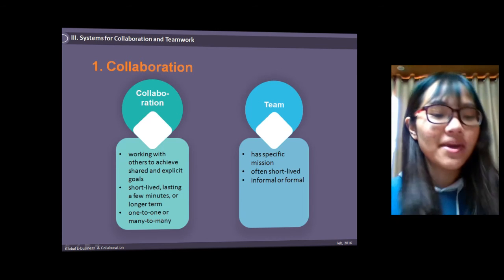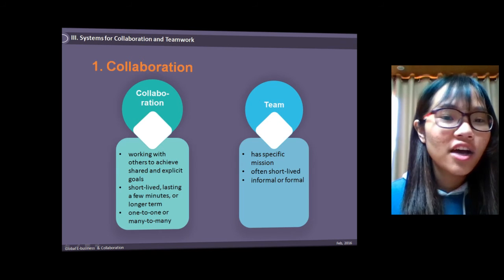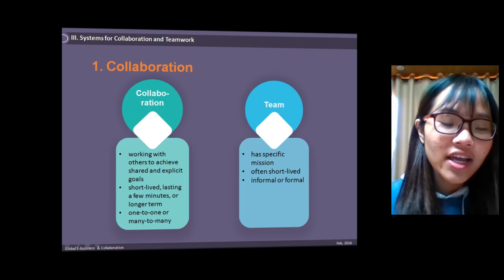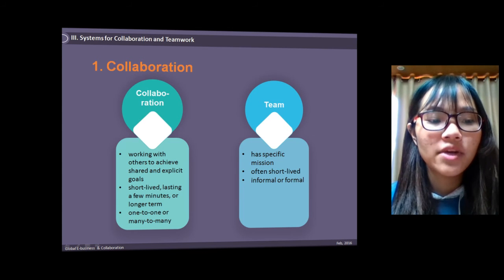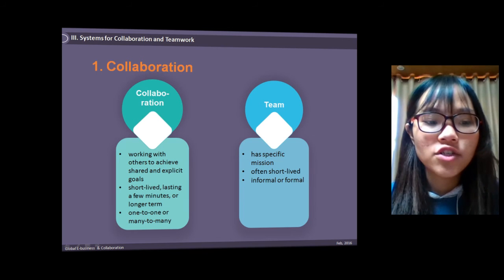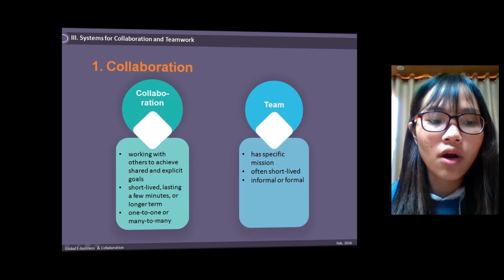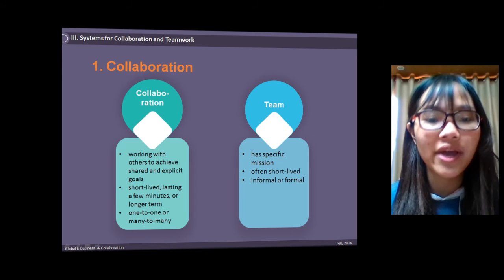Hi guys, I'm Diệp, and now I will talk about systems for collaboration and teamwork. The first part is collaboration. The term collaboration means working with others to achieve shared and explicit goals. It is often short-lived, lasting a few minutes, or longer term. It is often in the form of one-to-one or many-to-many.